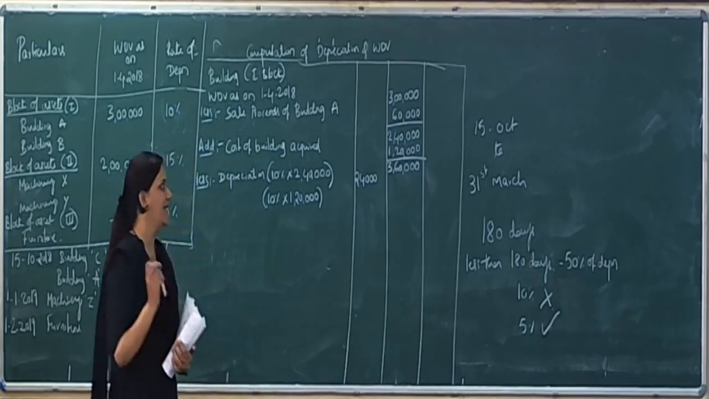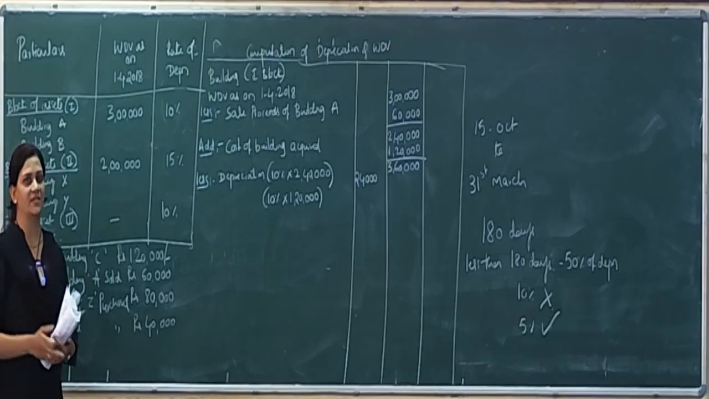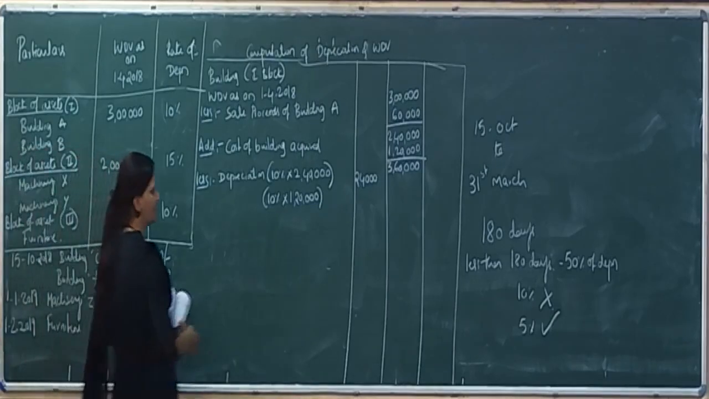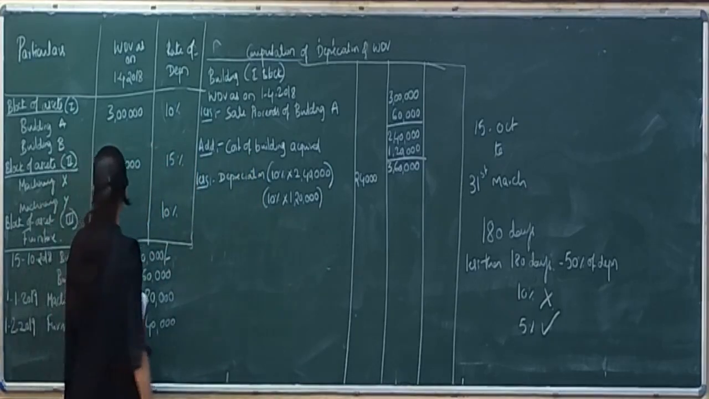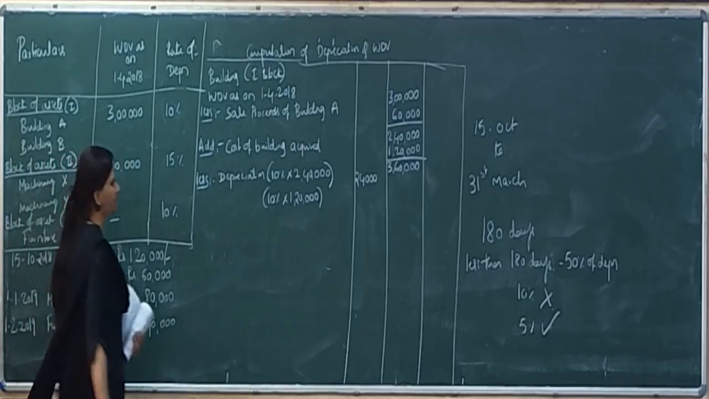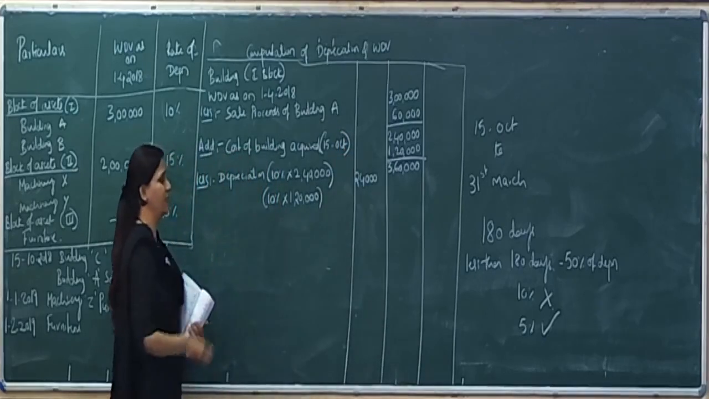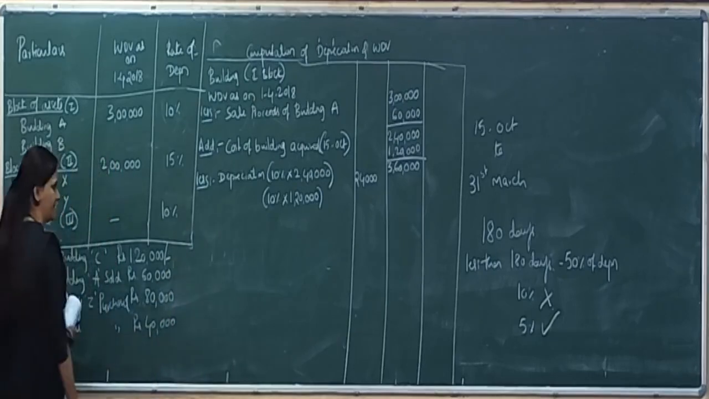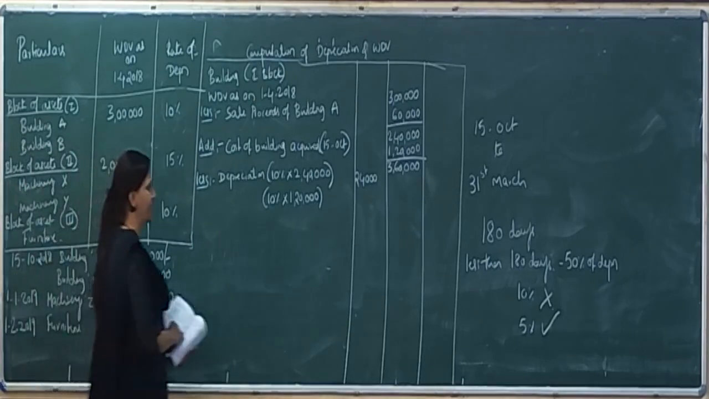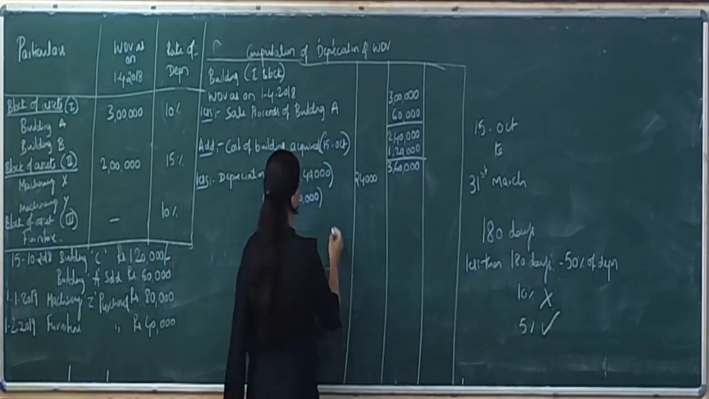In that case, we cannot provide the entire 10% of depreciation, but we should provide half of it, that is 5% of depreciation on this particular asset. I will write the date over here. It was acquired on 15th October. So this particular asset we are going to charge 5%. Instead of writing 10% over here, I can write 5% of the depreciation.